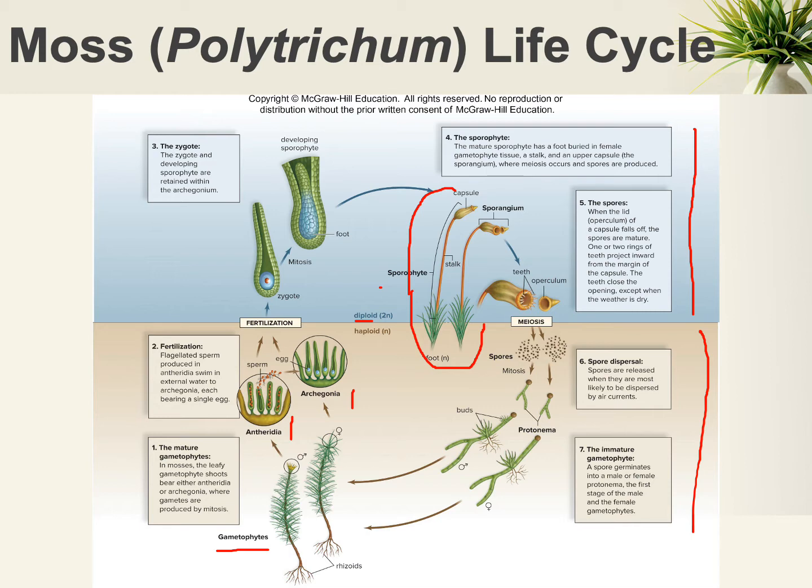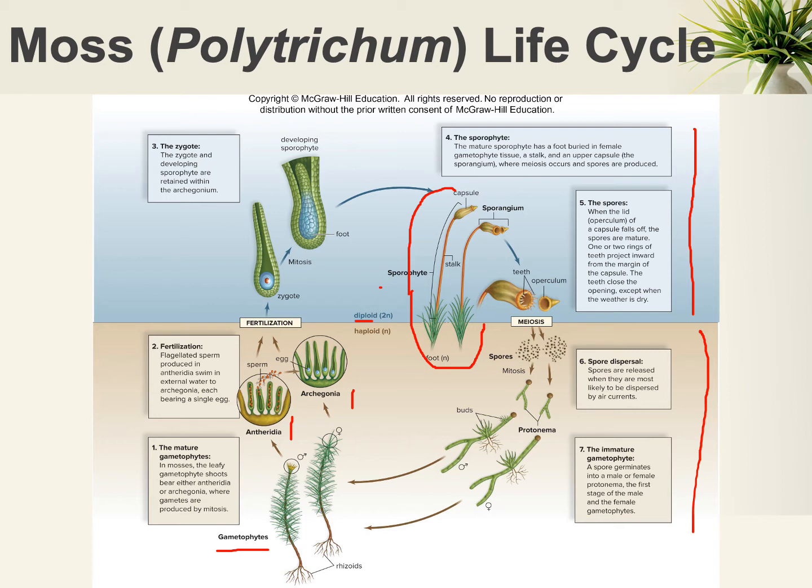The sperm requires water to swim to the egg. Okay, so let's go through this cycle. In the mature gametophytes in mosses, the leafy gametophyte shoot bears the antheridia, which is the male gametophyte, or archegonia, which is the female gametophyte, where the gametes are produced by mitosis. And then these two will fuse, or another word for it is fertilize.